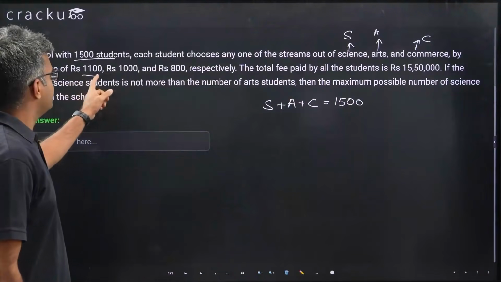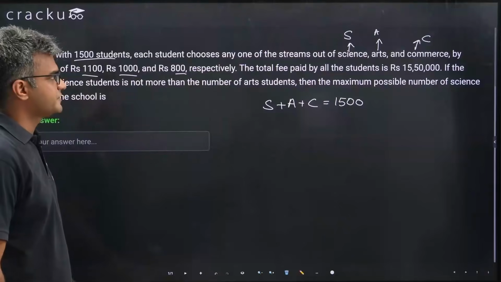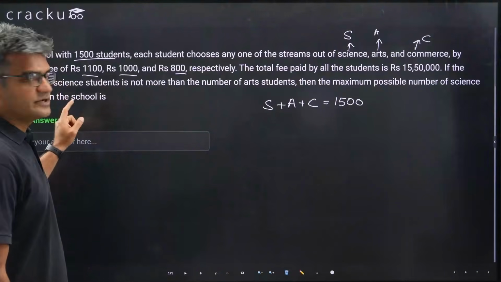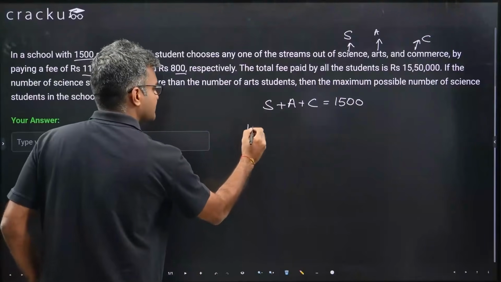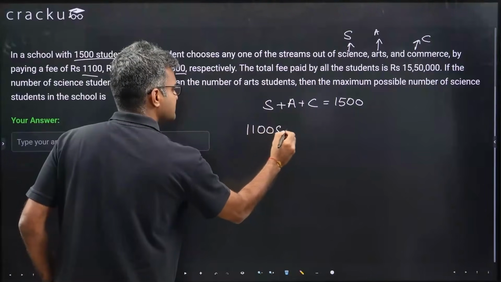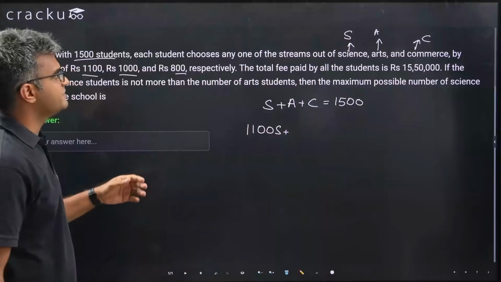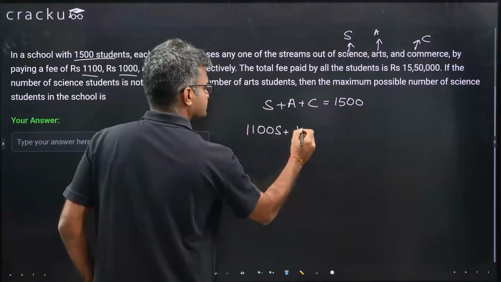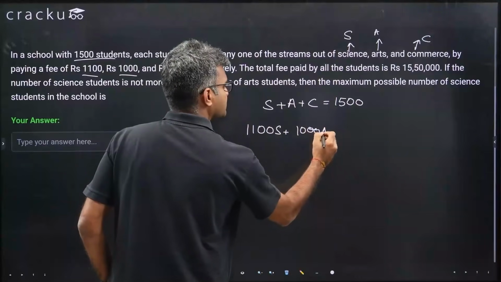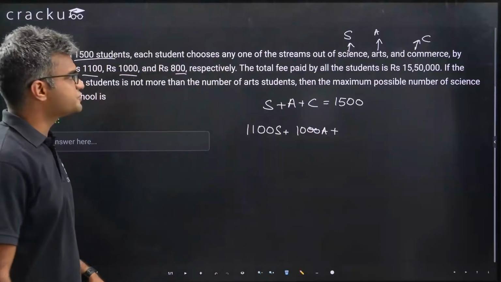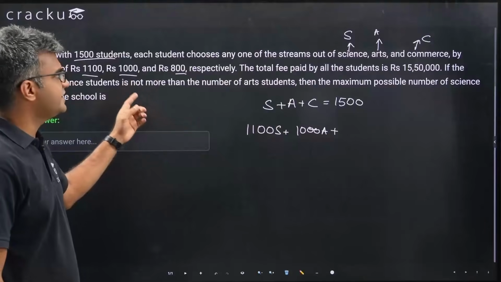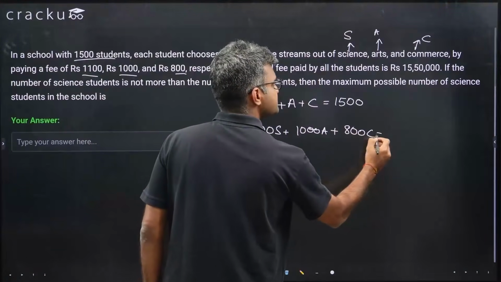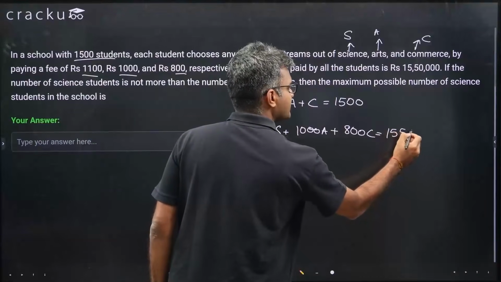They paid a fee of 1100, 1000 and 800 respectively. And the total fee paid is given, it is 15.5 lakhs. If every science student paid 1100, the total money paid is 1100 S, plus the total money paid by art students will be 1000 into A, and the total money paid by the commerce students, each one of them paid 800, will be 800 into C. This is equal to 15 lakhs and 50,000.